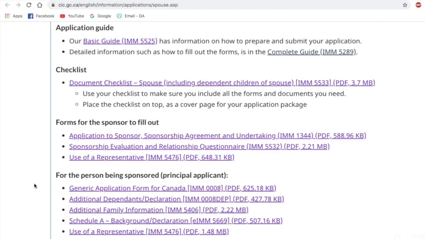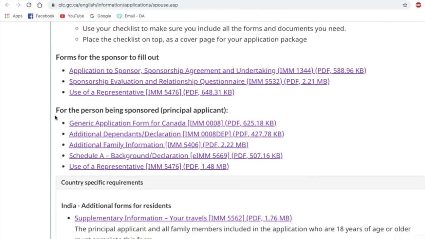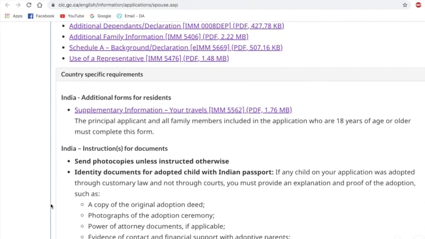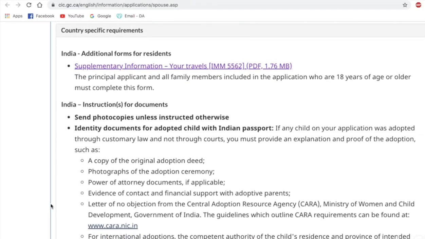Then after that, these are the forms required for the sponsored person, the principal applicant. This would differ from one country to another. So let's say your spouse who is being sponsored is living in Albania, in that case the requirements would be different and you should check accordingly. I'm just giving you an example here for India. This is another form that would be required. I have downloaded that as well.